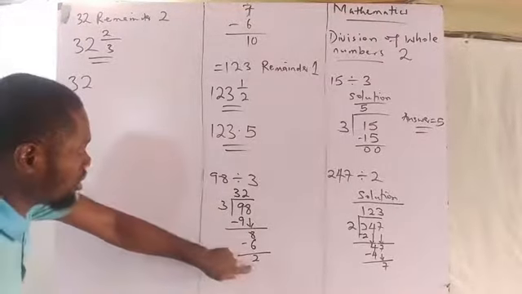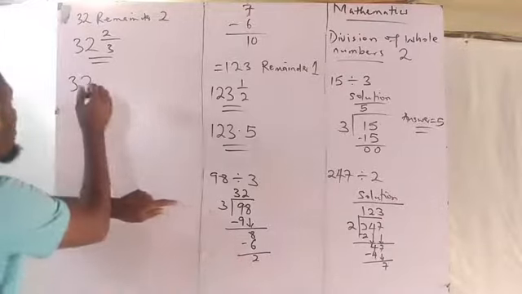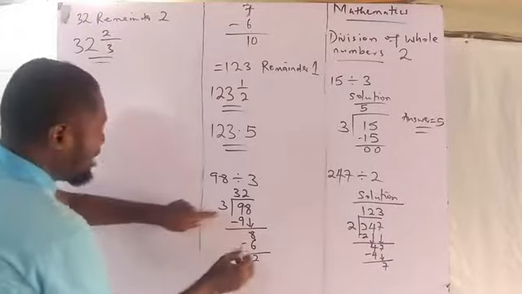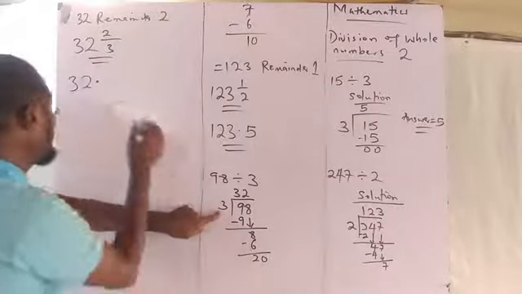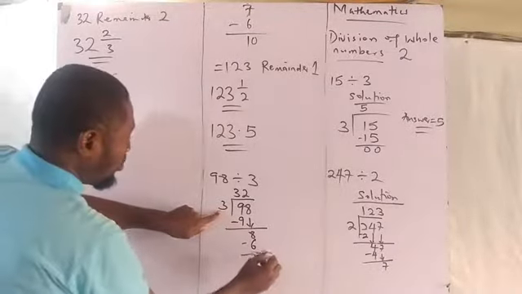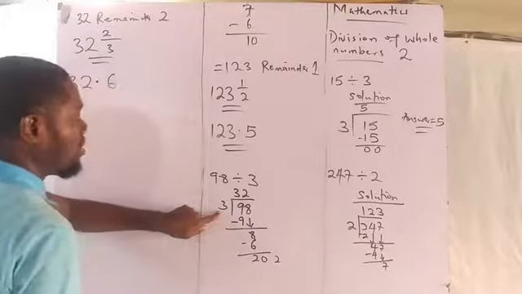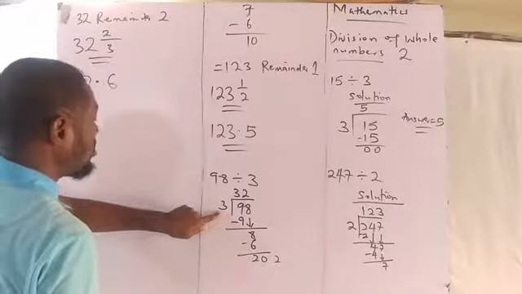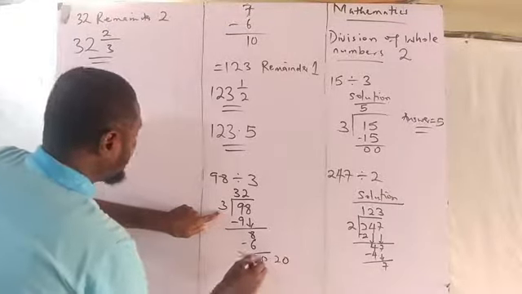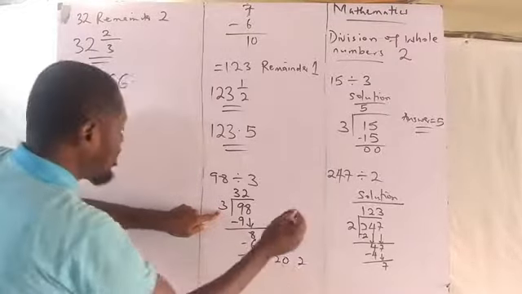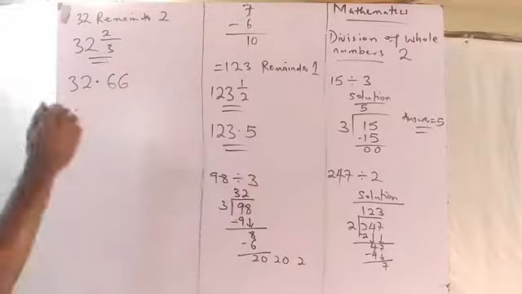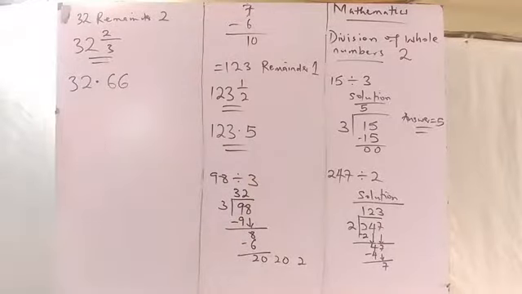3 in 2 is not possible. So add a point here and add 0 here. That becomes 20. 3 in 20 is 6, remainder 2. Add 0, 20. 6, remainder 2. You keep on having 6, like the one we had in the previous class.